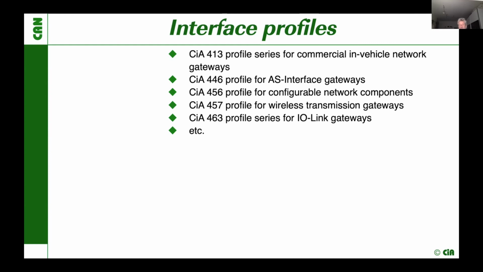And last but not least, we have the CiA 456 profile for configurable network components. This includes routers, switches, as well as bridges. If you want to configure them, or the different CAN channels, we are going to update this document regarding CAN FD and maybe also CAN XL.